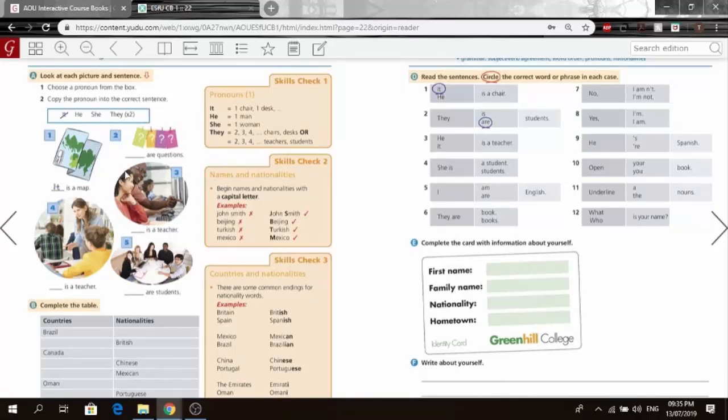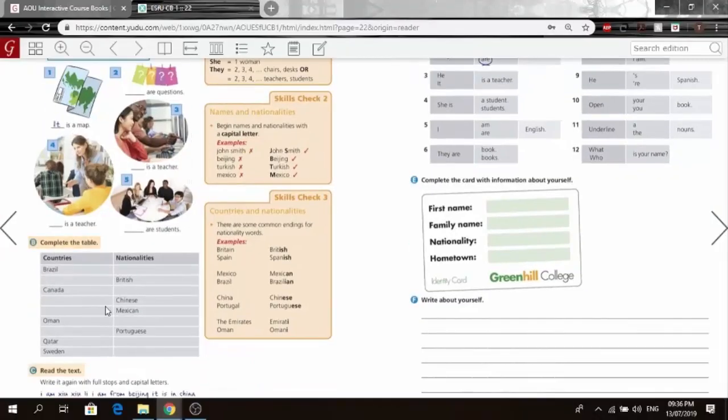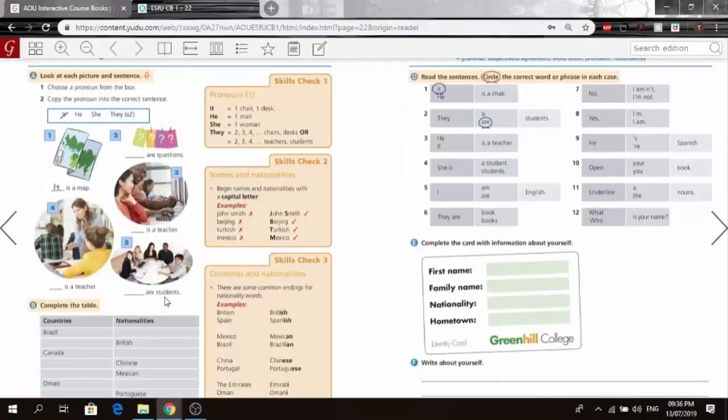So as you can clearly see, like I just showed you guys, it's all in the beginning of the sentence, right? That is why they got he, it, he, she, they only as pronouns right now. So it is a map. They are questions, plural. She's a teacher, because she's a woman. He's a teacher, okay, male. They, because it's a group of people, they are students, okay?